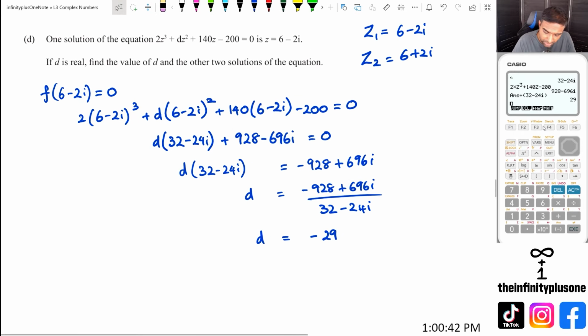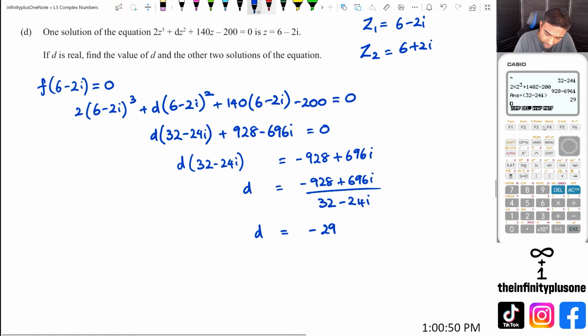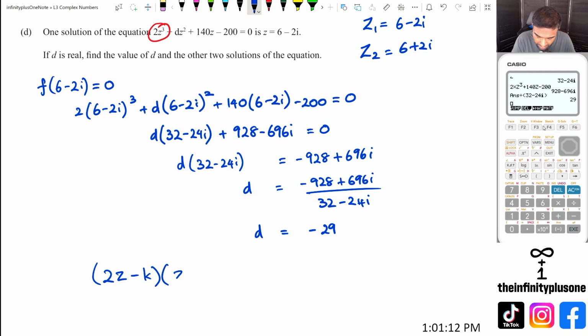Now to figure out the other two solutions, if we look at the factors of these equations, and I'm looking particularly at this one here, what I know is there's a 2 there, which is a bit annoying. But what I do know is it's going to look something like this. We've got 2z minus k times z minus z1 times z minus z2, and all of that is equal to 2z cubed, blah, blah, blah. I don't care about everything in the middle, and it equals minus 200.